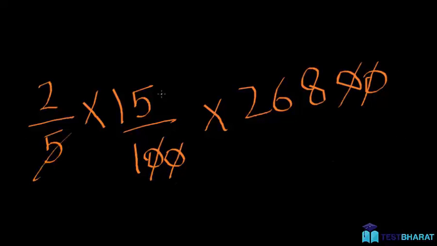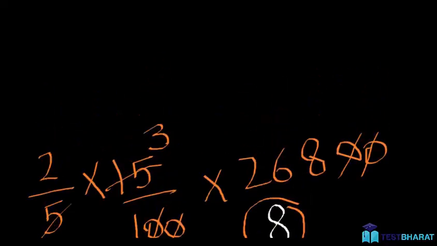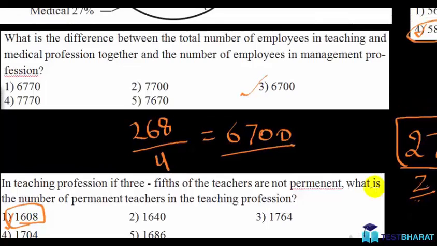So here also we can use the last digit trick. 2 into 3 is 6. Now 6 into 8 is 48. So the last digit is 8. Now we can look at the options. This is the option with the last digit 8, so 1608 is our answer.